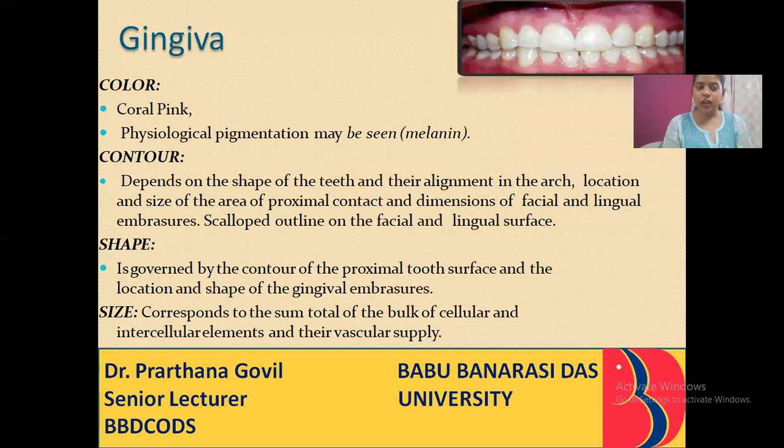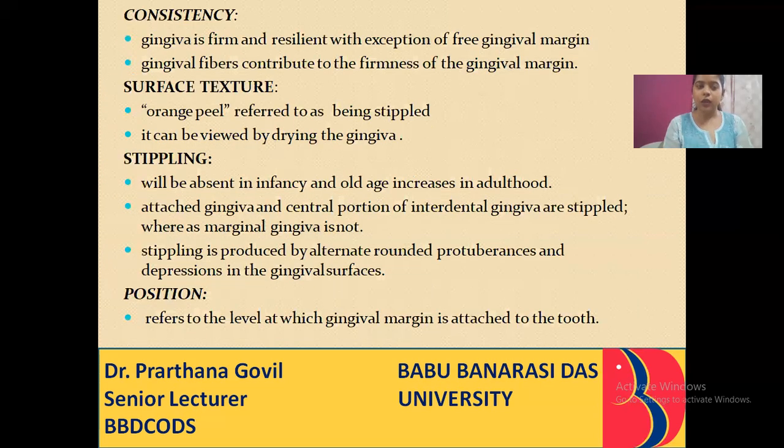Now, talking about the gingiva, you check the color of the gingiva. You need to check the contour of the gingiva, which depends on the shape of the teeth and their alignment with the arch. You need to check the shape of the gingiva. It is governed by the contour of the proximal tooth surfaces and the location and shape of the gingival embrasures. And you check the size of the gingiva. The consistency of the gingiva is firm and resilient, with the exception of the free gingival margin.